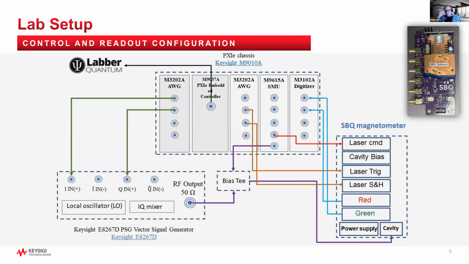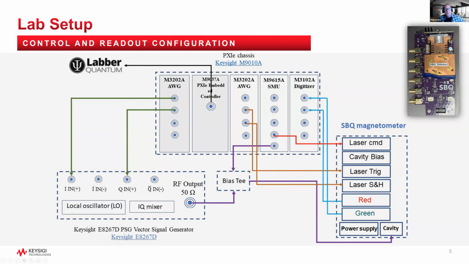So the setup looks like this. You have a PXI chassis here, with an embedded controller, so the computer sits inside of the PXI chassis. You have an arbitrary waveform generator to control the laser inside of this small Rubik's Cube of a quantum system. Then you have an AWG also to control the mixer inside of the vector signal generator, as well as an SMU to control the laser also in here.